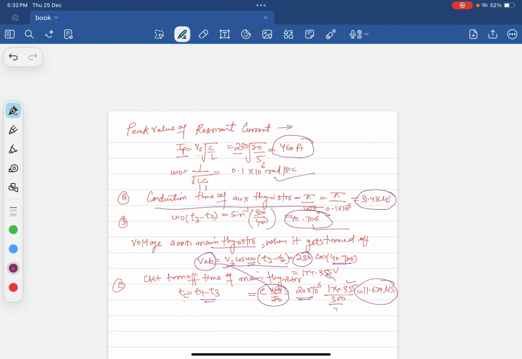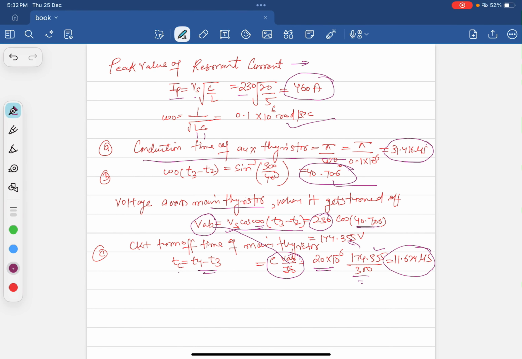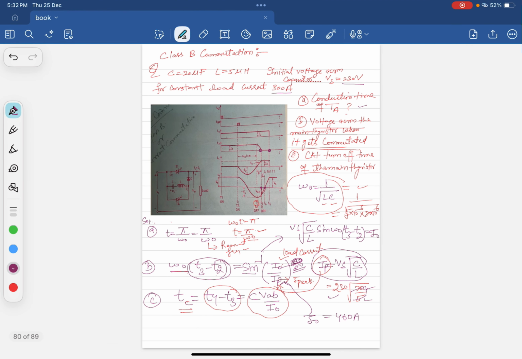So what is the main purpose of solving this question? It is already solved. Here I want to show you the conduction time of the auxiliary thyristor, which is 31.416 microsecond. Also you can see the circuit turn off time of the main thyristor, which is 11.624 microsecond. So very little time is required to turn off the main thyristor. The auxiliary thyristor conducts for a longer period of time. That I want to explain with this example.